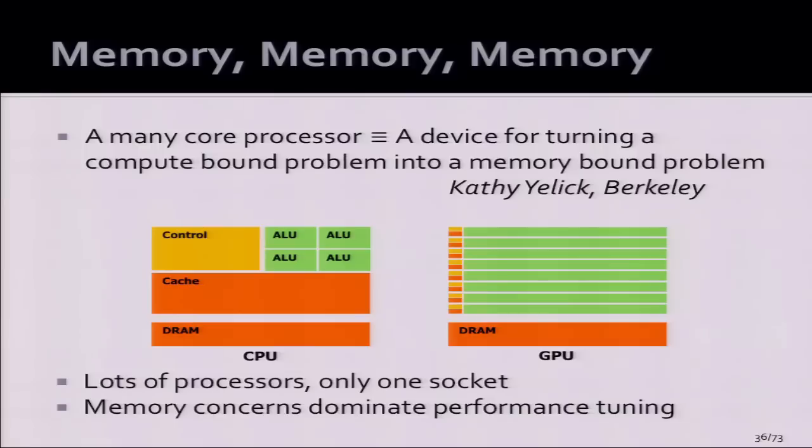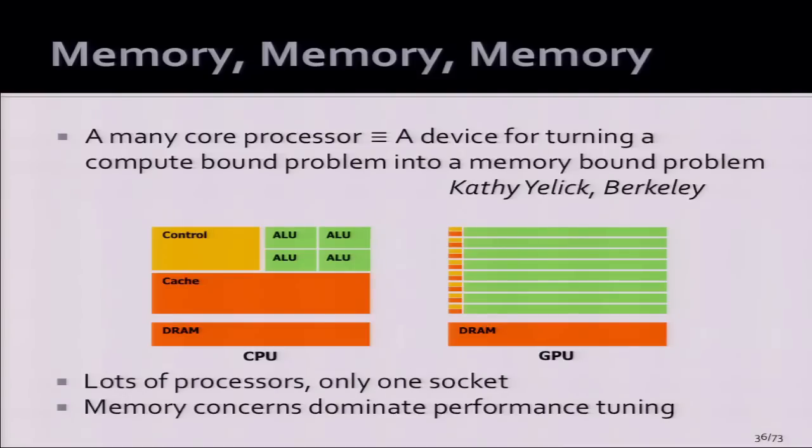All right. So when we're doing performance tuning for GPUs, the first thing that I think is important to focus on is memory concerns. Kathy Yelick, a professor here at Berkeley, said a many-core computer is defined as a device that turns a compute-bound problem into a memory-bound problem. And if you think about it, it makes a lot of sense, because when you have so many compute units sitting on a die and they're sharing the same interface to device memory, there's just one socket, lots of processors. So memory concerns really dominate performance tuning.